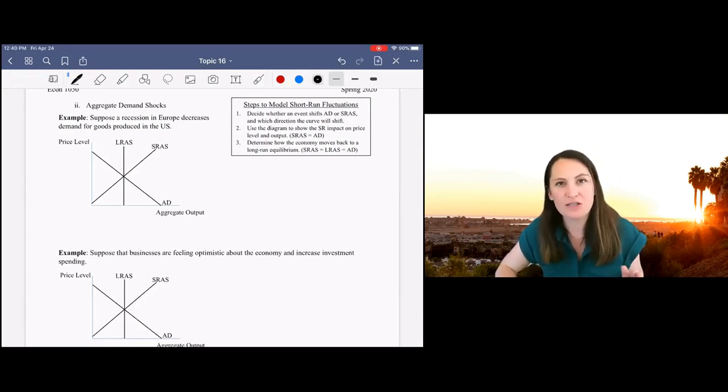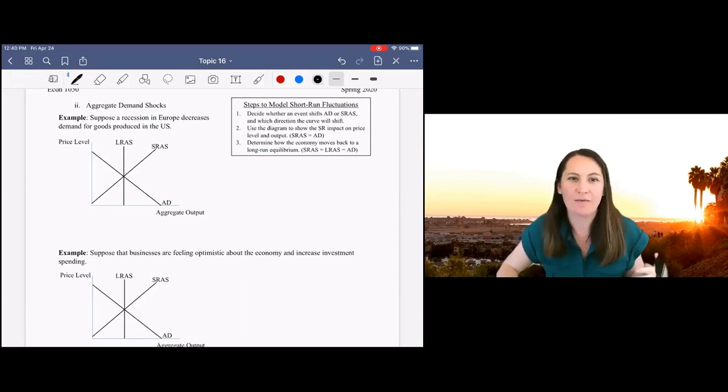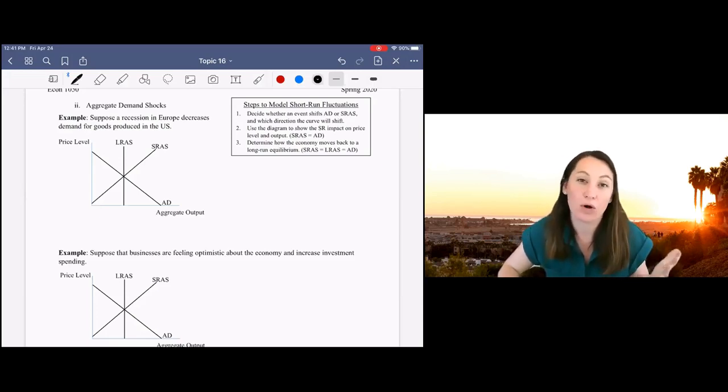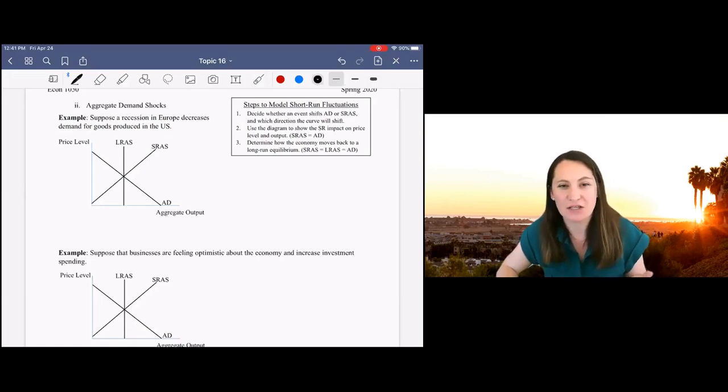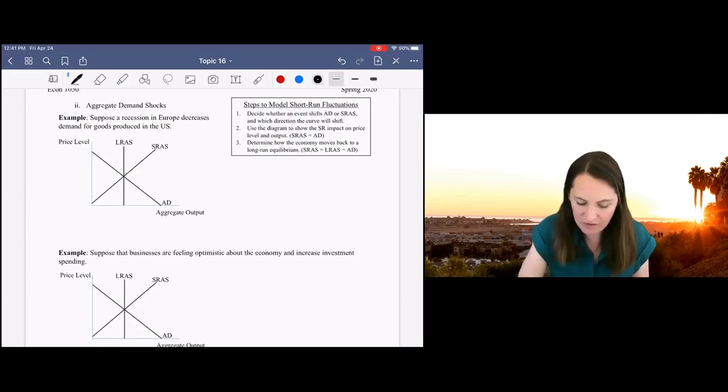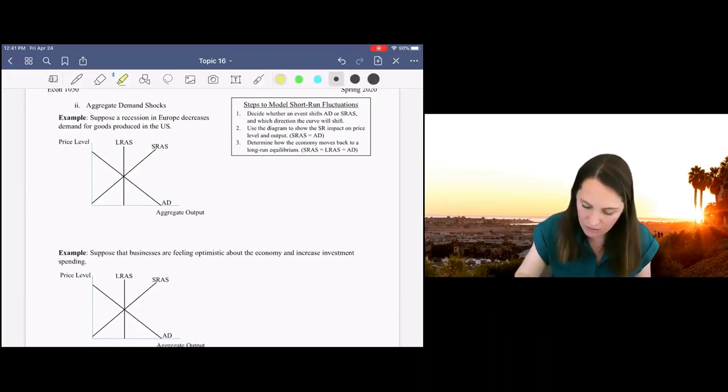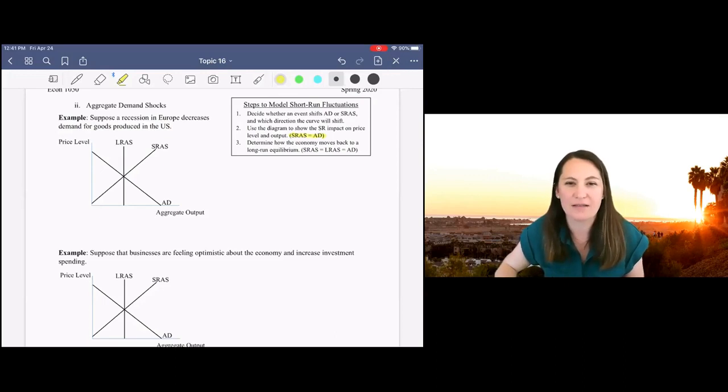First, we're going to take the event given and decide whether that event shifts aggregate demand or short-run aggregate supply or long-run aggregate supply, although that would not be a business cycle fluctuation. And then we're going to think about which direction it shifts. Then we're going to use the diagram to show the impact in the short run. And the short run impact is going to be found where short run aggregate supply is equal to aggregate demand.